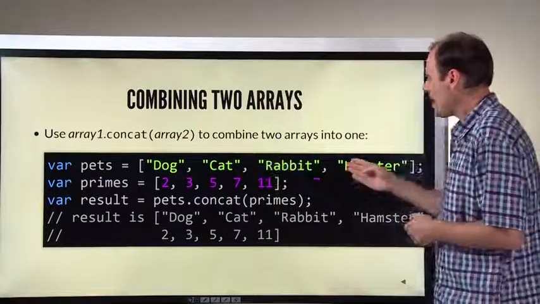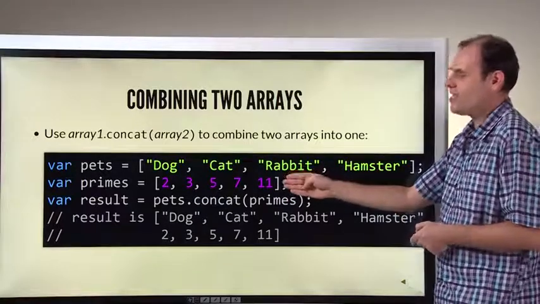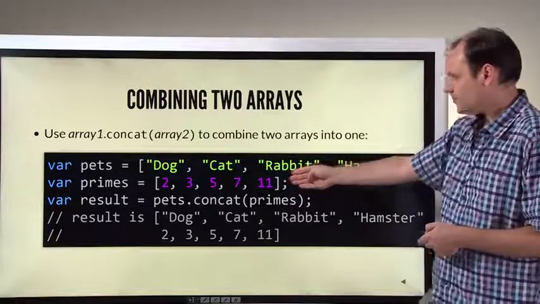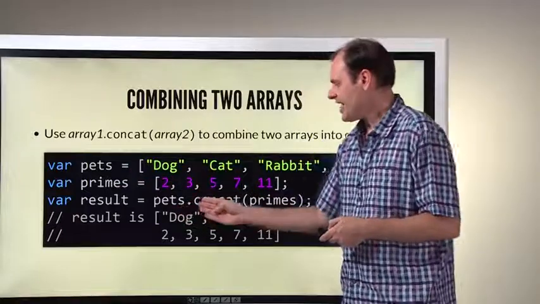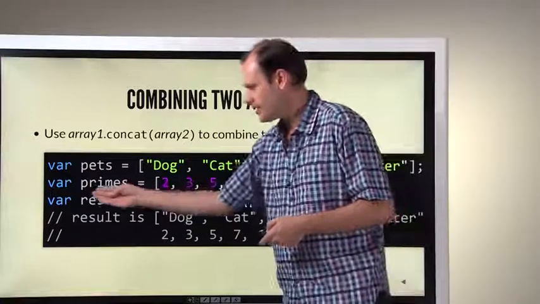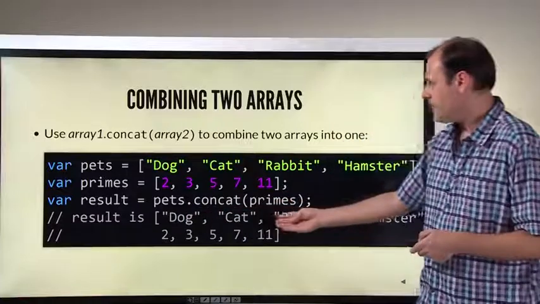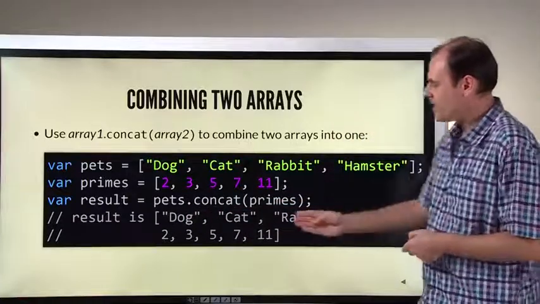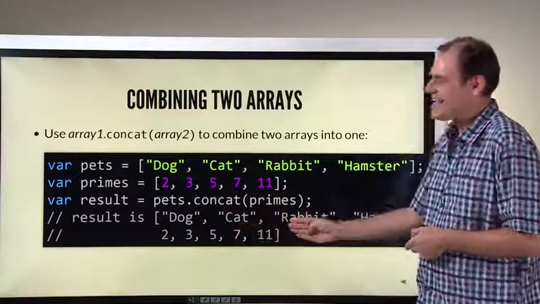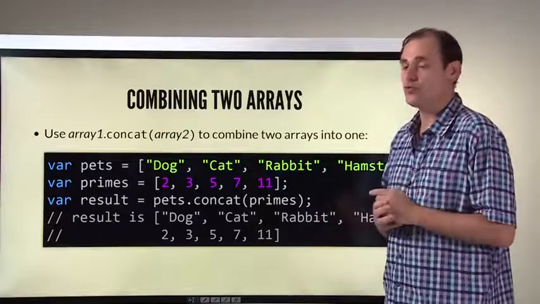So here's our first array right here. We've got 4 items in our first array. Here's our second array right here. We've got 5 items in our second array. We want to merge them together. Okay, let's take this one, pets, and then add on at the end the other one, which is called primes. There we are, primes there. So that will add primes onto the end of the first array. So now we're going to get dog, cat, rabbit, hamster, 1, 2, 3, 5, 7, 11, all stuck together in one single array. Okay, so those are some common ways to handle arrays in JavaScript.